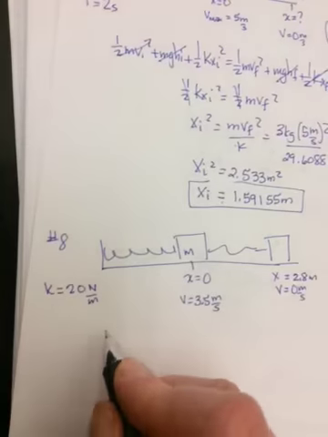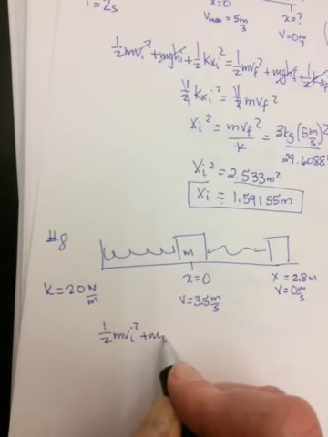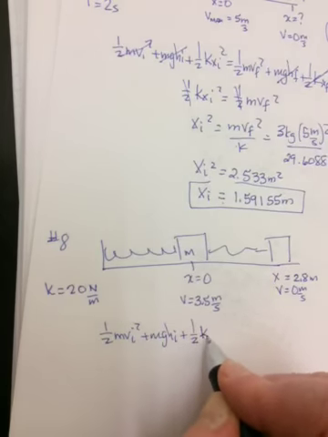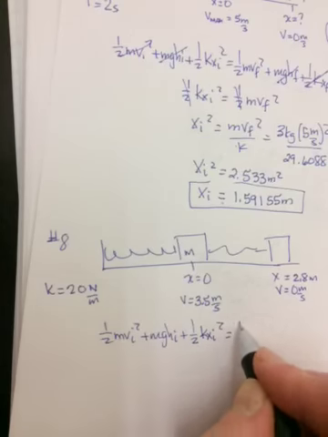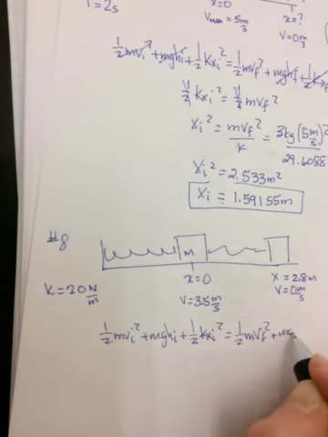Okay, so again, kinetic energy, so 1/2 m v initial squared, m g h initial, 1/2, going to run out of time, k x initial squared is equal to 1/2 m v final squared, m g h final, 1/2 k.